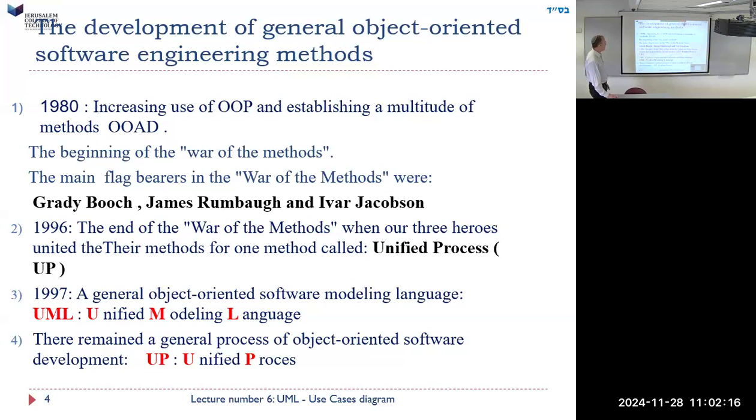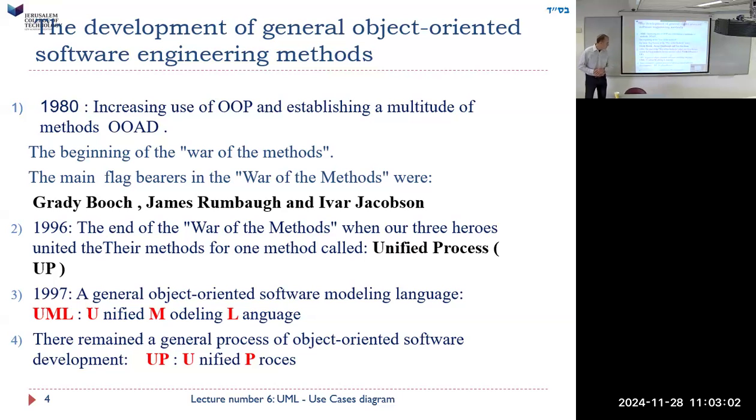Anyway, in 1996, there was the end of the war when the three heroes united their methods into one method called the Unified Process. And then it became UML, which stands for Unified Modeling Language, and that's why the letter U, for unified, is there. The idea is that we took some of the ideas that Booch had, some of the ideas that Rumbaugh had, and some from Jacobson, and we came up with a method. All three of those guys each came out with their own book and published how it should be done. And so then they got together and came up with a unified method, and that became UML.